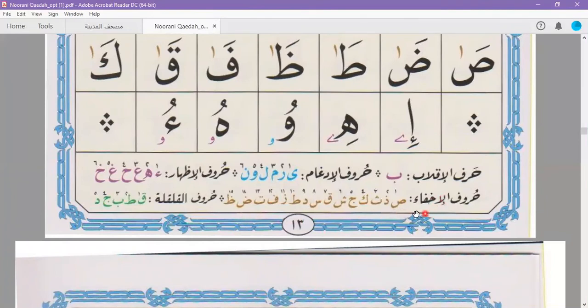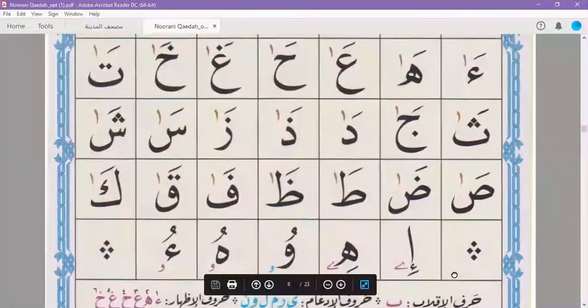You do not need to memorize these. If you know the iqlab letter is ba, it's very easy because iqlab ends with ba, so that is its letter, only one. Idgham is yarmalun, so you've got the mnemonic memorized and the letters memorized. Izhar is the throat letters, you already know those. So leaving these three, the remaining letters are huruf al-ikhfa. Okay, that's very easy, inshallah.